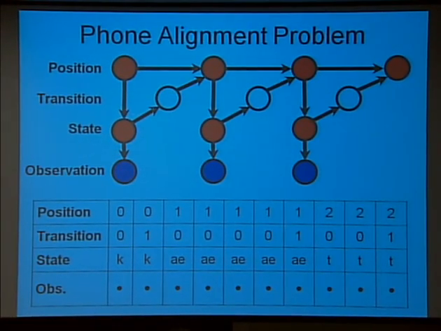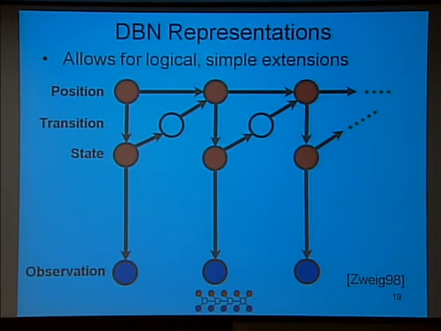You have a transition variable, which tells you true or false, are you on the last frame of a position? So it hits true here, here, and here. Then you have a state variable, which gives you the identity of the current phone. This is separate from the position variable because you might have the same phone appearing twice in the same word or across words. And then finally, the observation variable. The same thing can be done with an HMM. It's just that we have this high-level information available to us. Once we have this high-level information, it allows for logical and simple extensions.